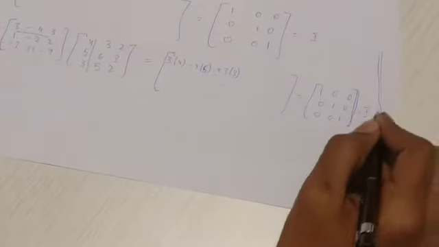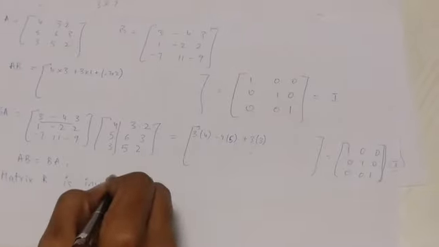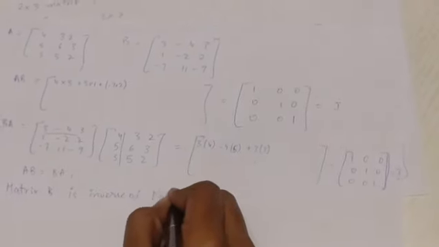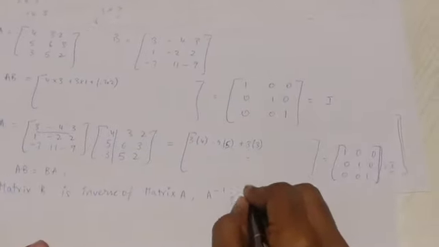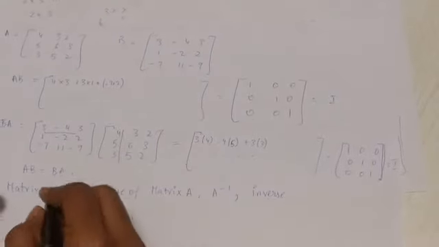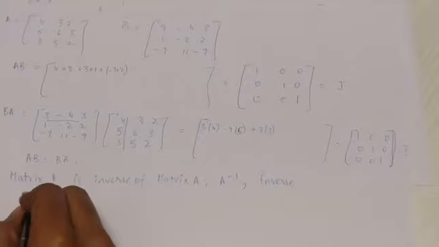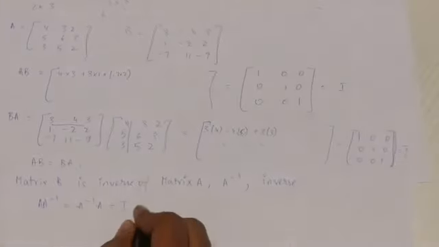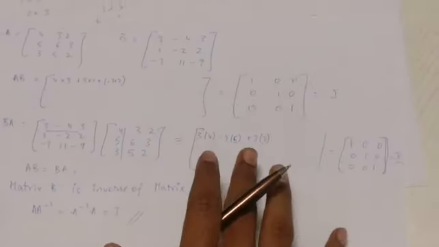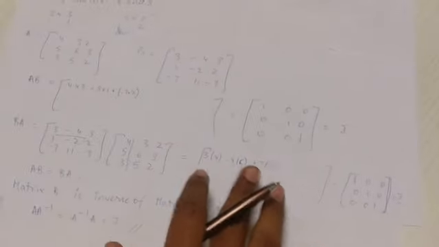As we can see here, we have learned a new case, that is AB is equal to BA, where matrix B is the inverse of matrix A. This is generally written as A inverse, and this term is called the inverse. The equation of the inverse is A A inverse equal to A inverse A equal to I. So these are the basic principles behind matrix multiplication. I hope you understood the tutorial. Thank you.